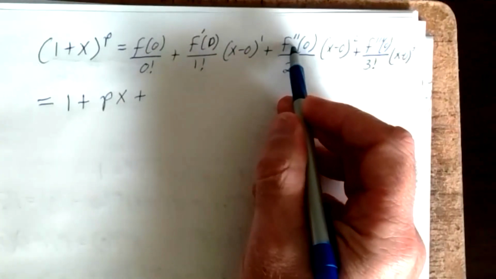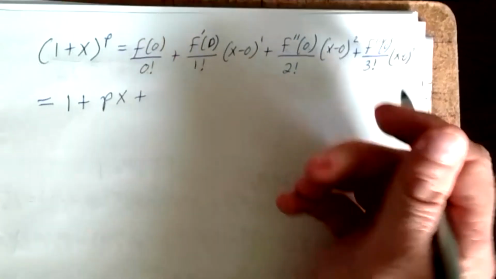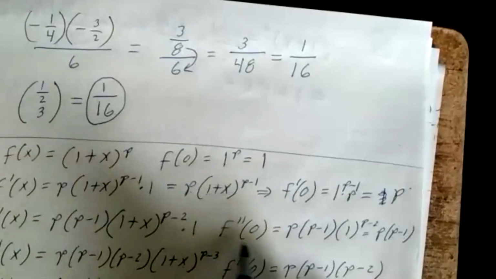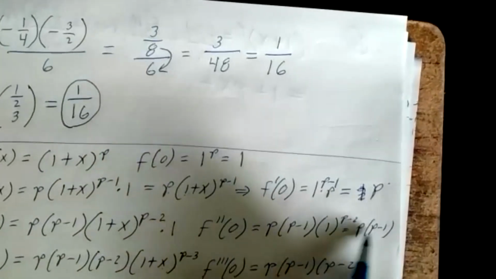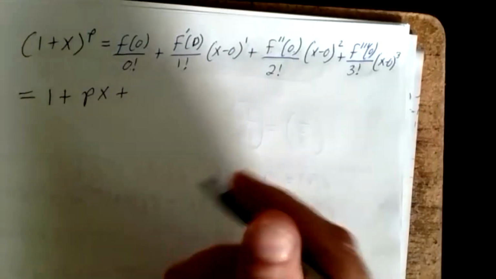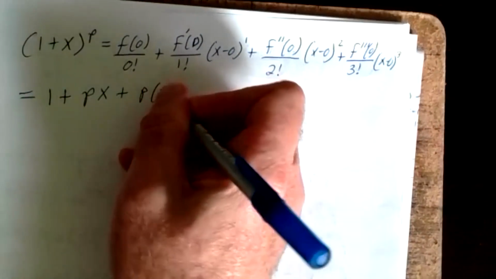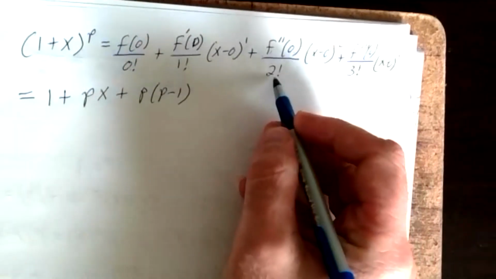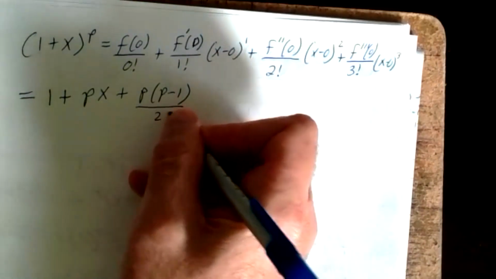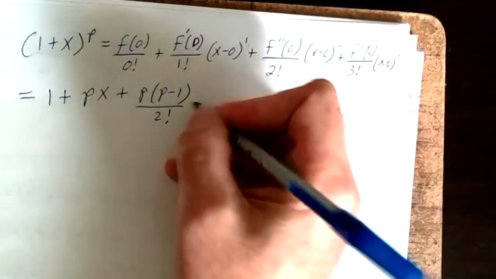Plus, what was our second derivative evaluated at 0? Right here it was just p times p minus 1. So therefore, this is going to be p times p minus 1 over 2 factorial times x squared.